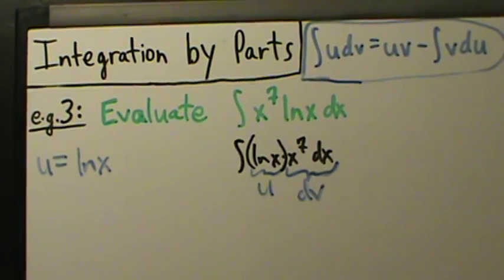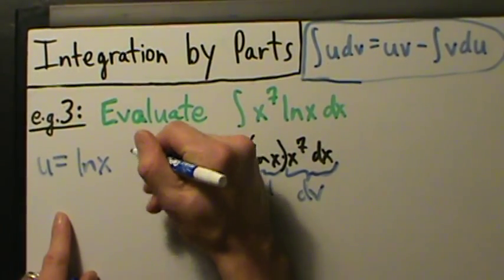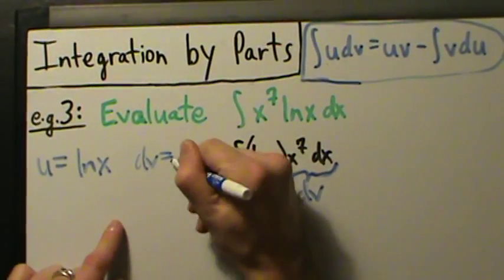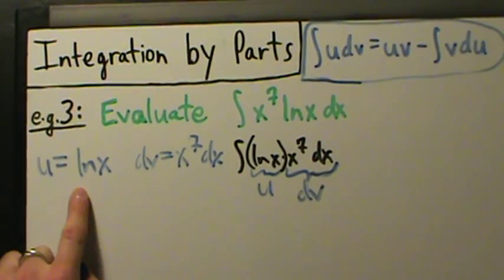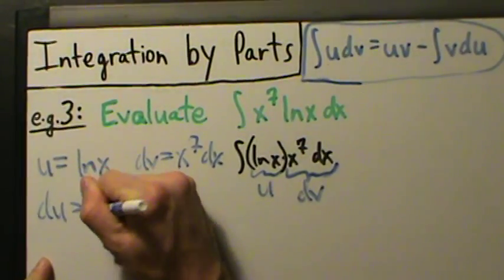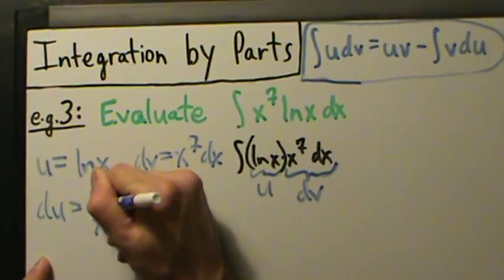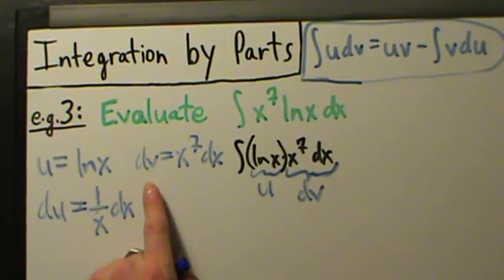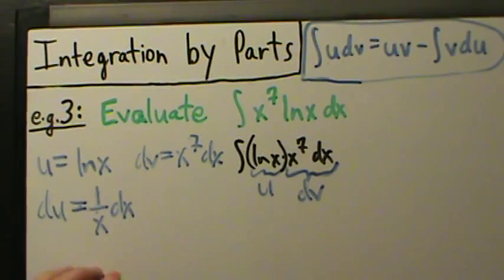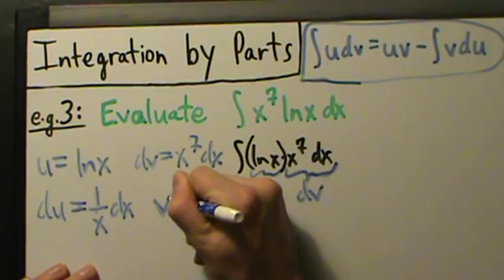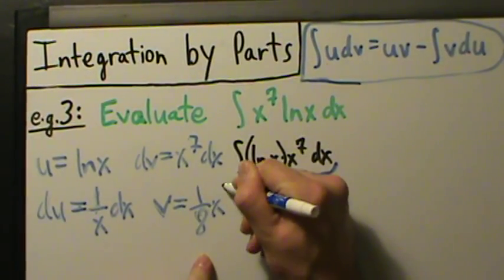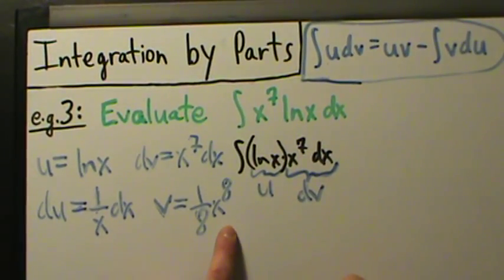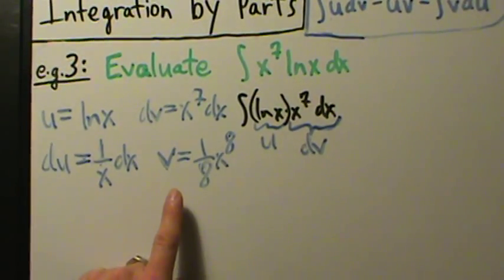So u is the natural log of x, so dv is everything that's left over, which is x to the 7th dx. Now since u is the natural log of x, then du is 1 over x dx. And since dv is x to the 7th dx, we integrate that to get v. If you integrate x to the 7th dx, you get 1/8 x to the 8th. And remember, no arbitrary constant for an integration by parts. That was explained in an earlier video. So anyway, here's u, v, du, and dv.